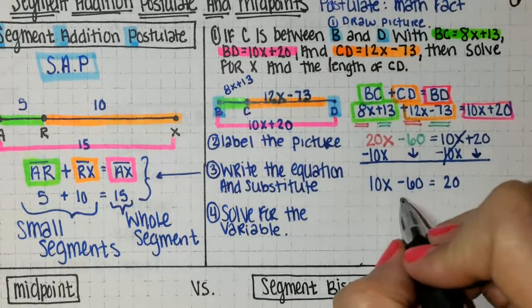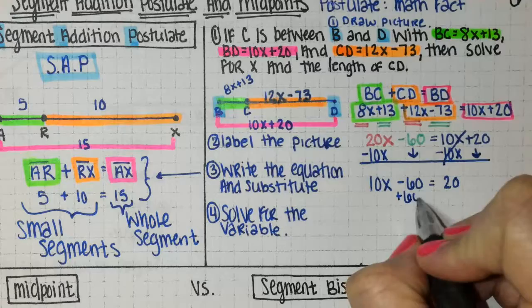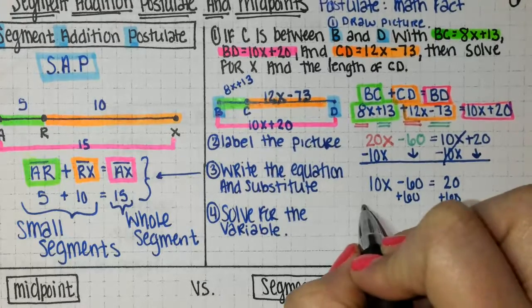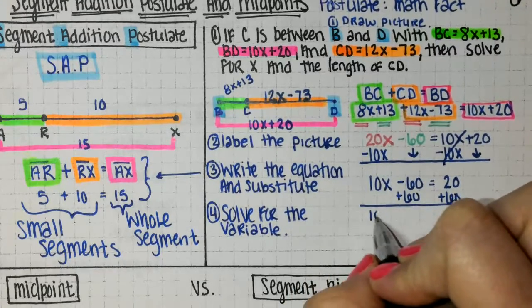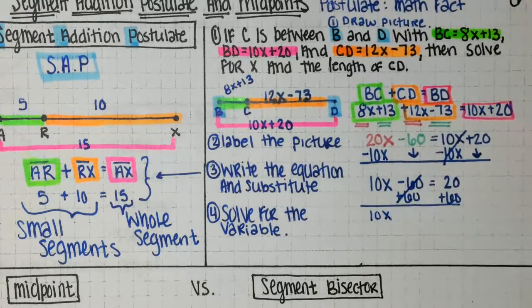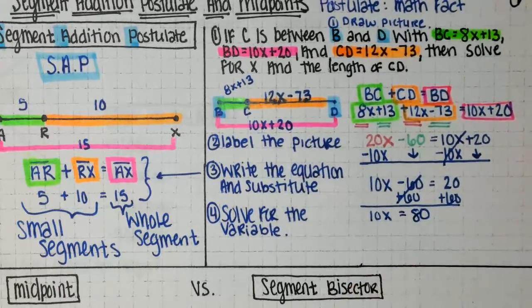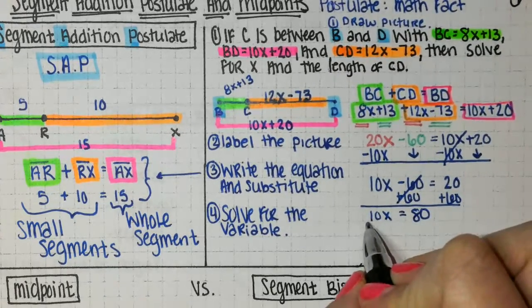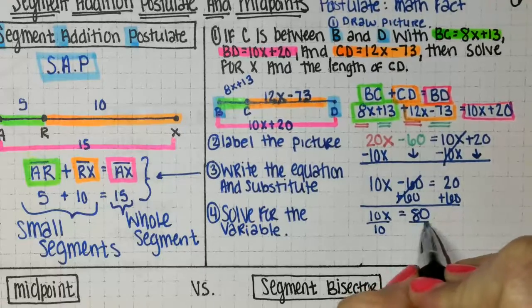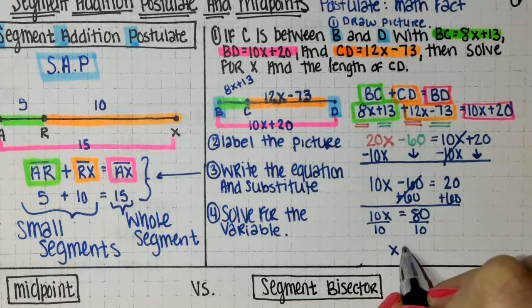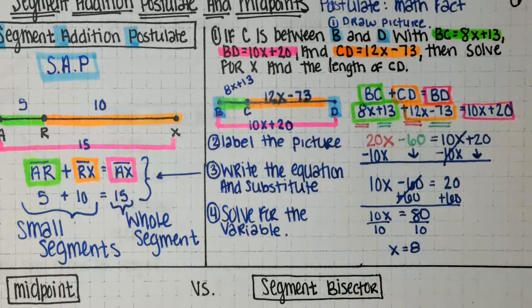We're going to continue to solve. I want to move the 60 to the other side, so I add it. And I get 10x. The 60 cancels. 20 plus 60 is 80. Now our goal is to still isolate the variable of x. So to get x by itself, we're going to divide both sides by 10. So our value of x is 8.